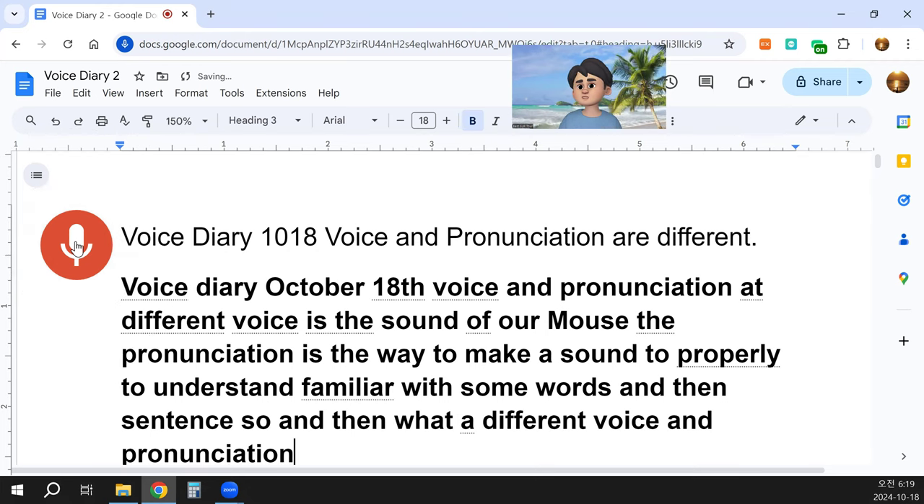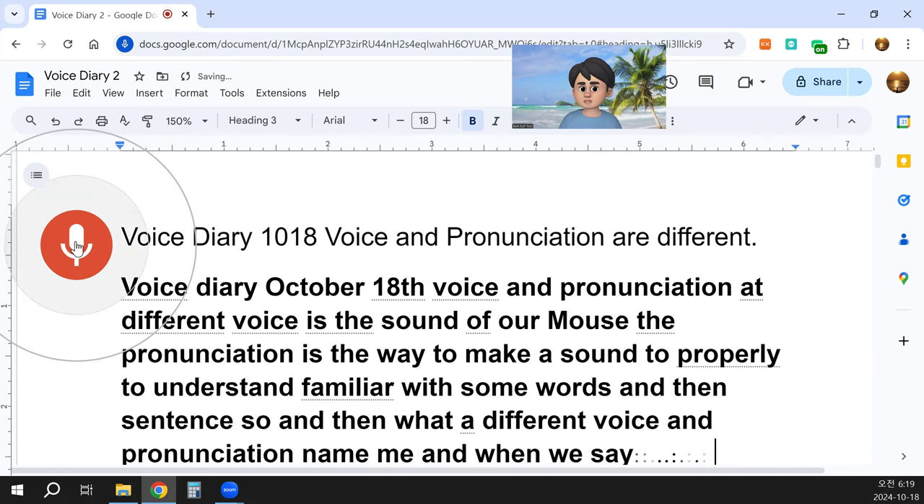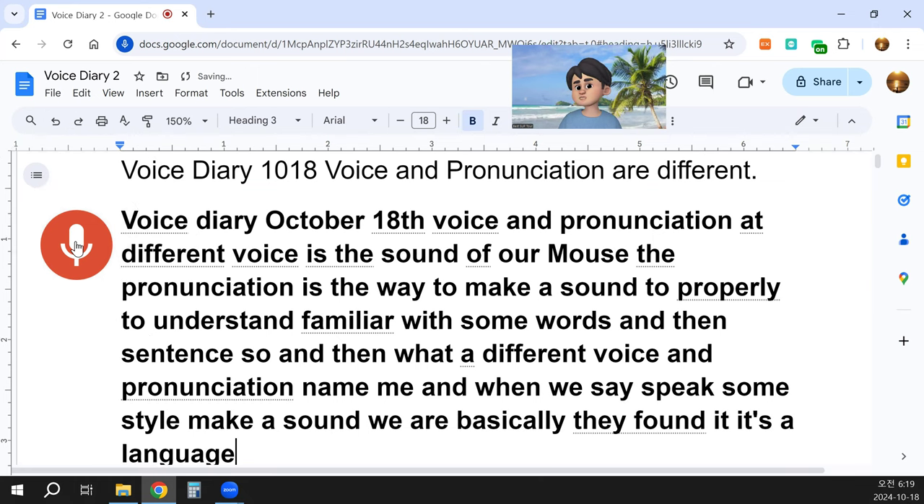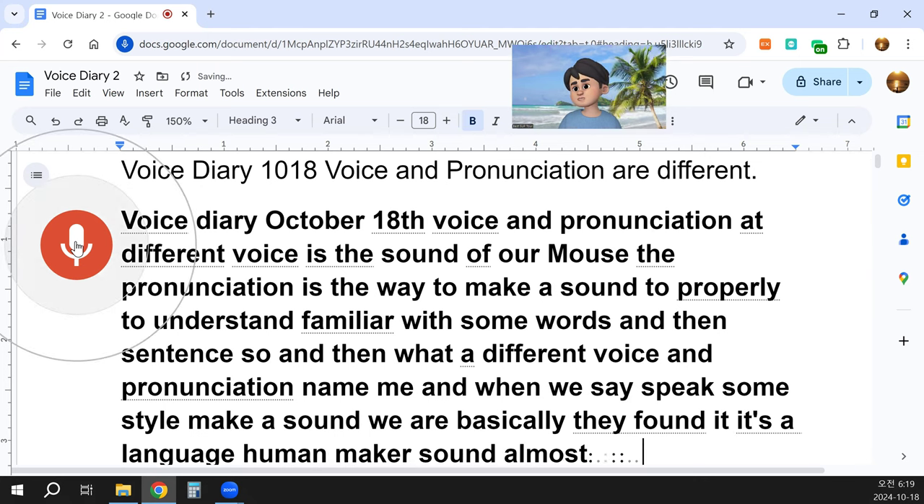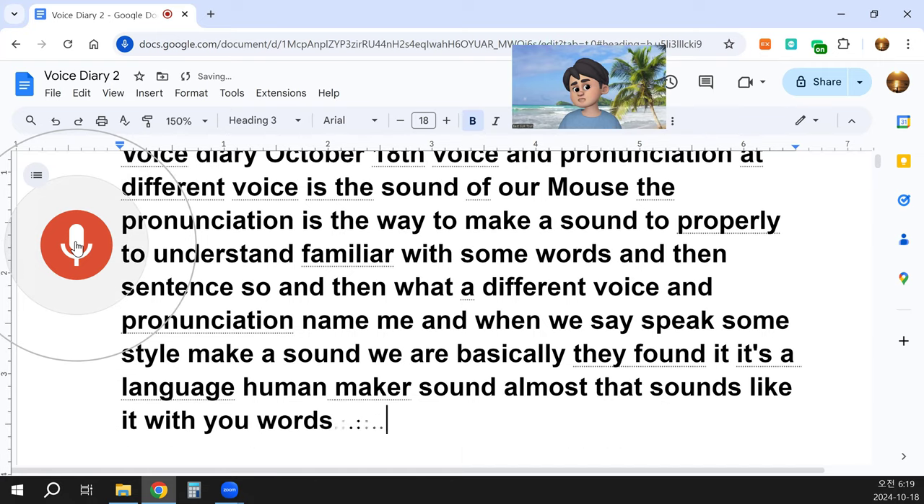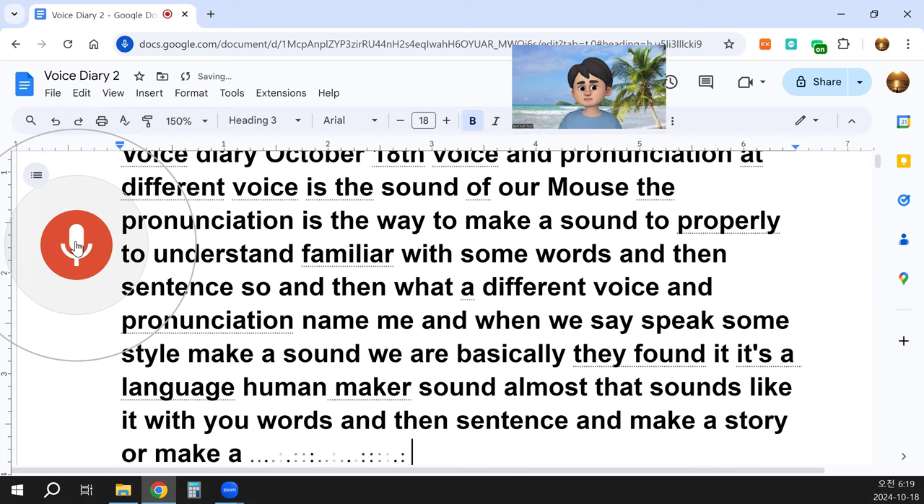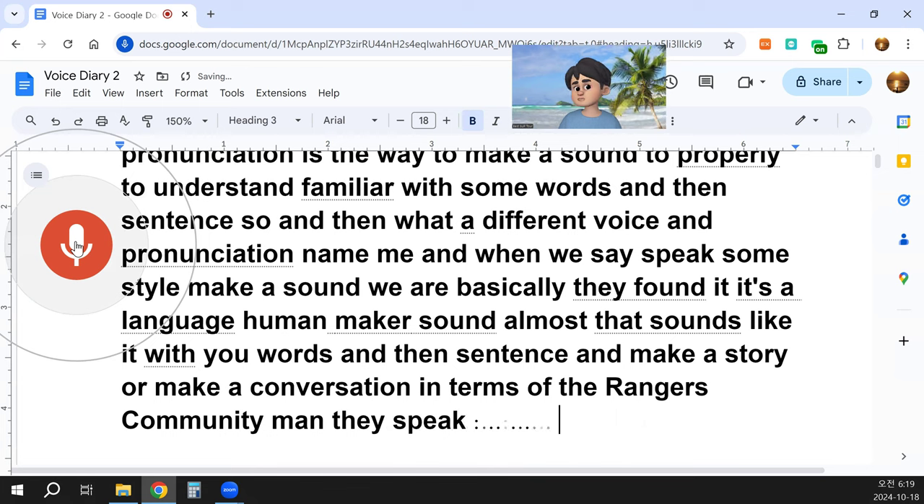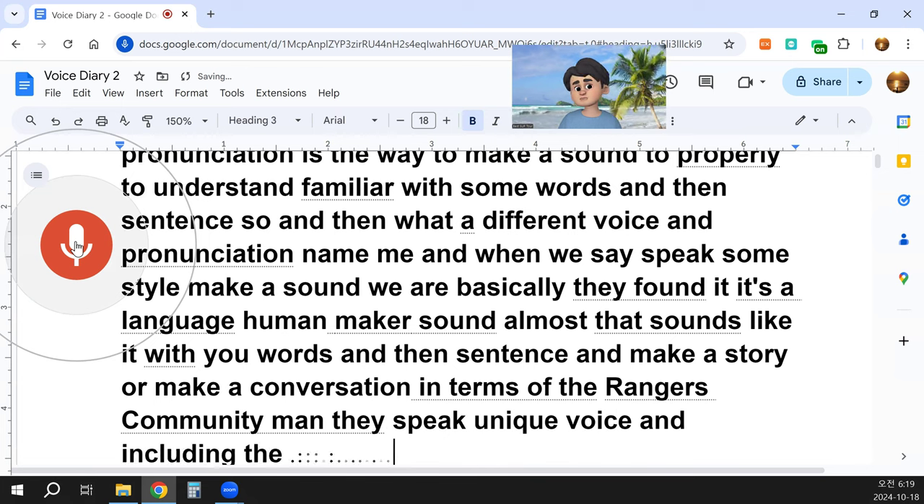Namely, when we speak or make a sound, we are basically grounded in our language. Humans make sounds, almost like words, and then sentences, and make a story or a conversation. And in terms of the language community, they speak with a unique voice, including proper pronunciation.